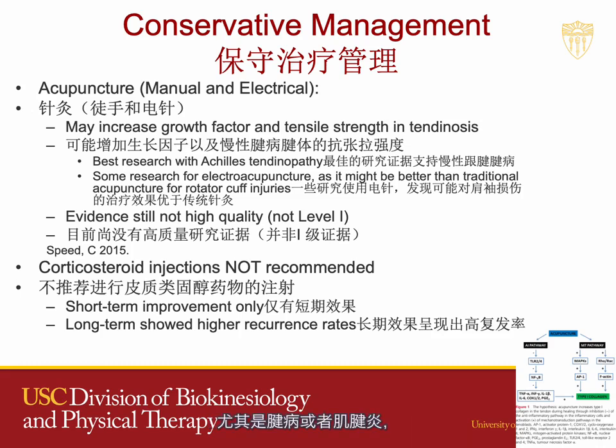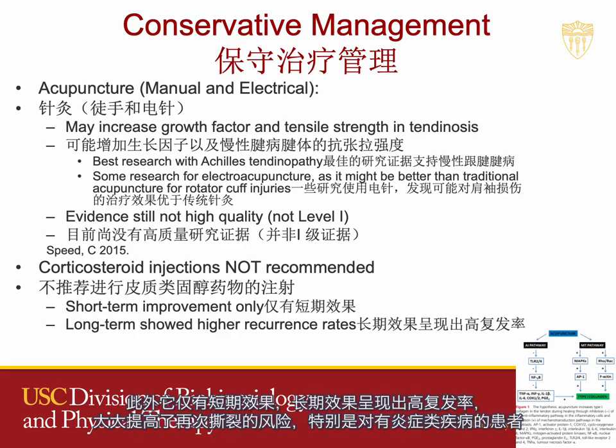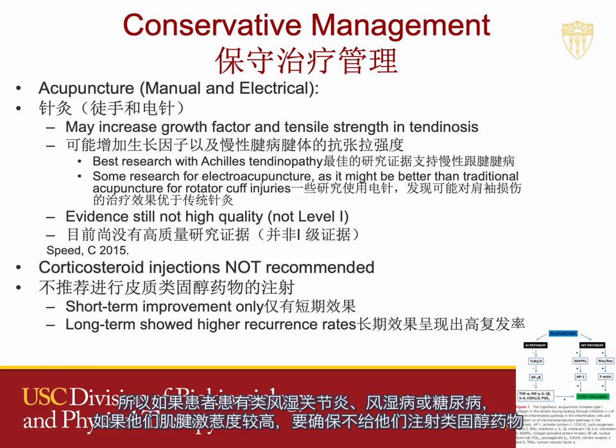Injections for tendon issues, especially tendinopathies or tendinosis, are not recommended because they might actually break down the fibers. It only gives short-term improvements, and unfortunately, in the long term, there's a bigger likelihood of tears. This is especially true for patients with some sort of inflammatory disease. So if your patient has rheumatoid arthritis, rheumatic diseases, or diabetes, make sure that they are not recommended a steroid injection if they have a tendon irritability.